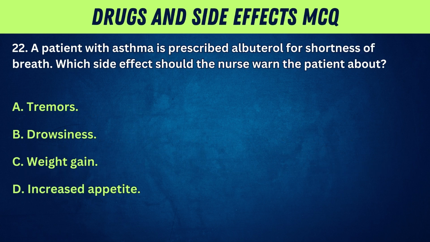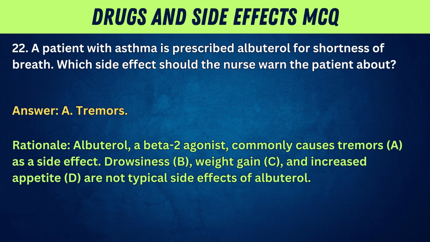22. A patient with asthma is prescribed albuterol for shortness of breath. Which side effect should the nurse warn the patient about? A. Tremors. B. Drowsiness. C. Weight gain. D. Increased appetite. Answer: A. Tremors. Rationale: albuterol, a beta-2 agonist, commonly causes tremors, A, as a side effect. Drowsiness, B, weight gain, C, and increased appetite, D, are not typical side effects of albuterol.